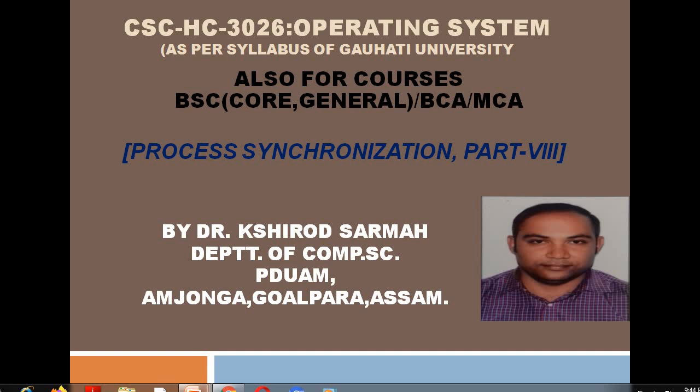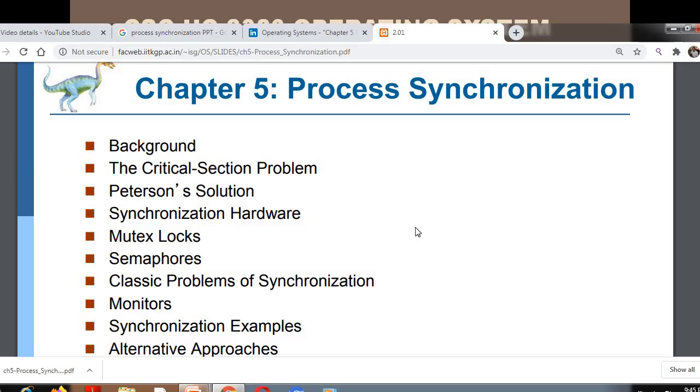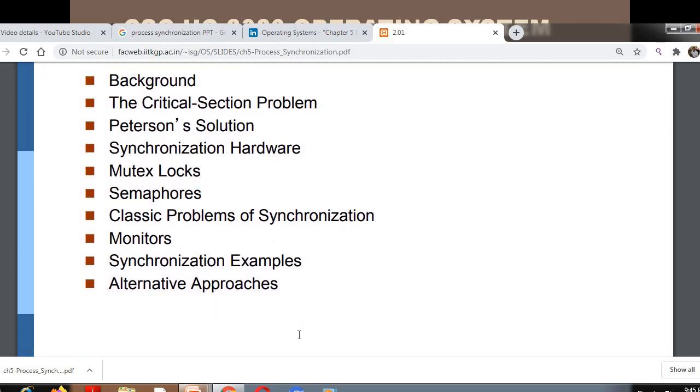Now, if we look at the process synchronization chapter, there are lots of small subtopics: the critical section problem, Peterson's solution, synchronization hardware, mutex locks, semaphores, classical problems of synchronization, monitors, synchronization examples, alternative approaches, etc.